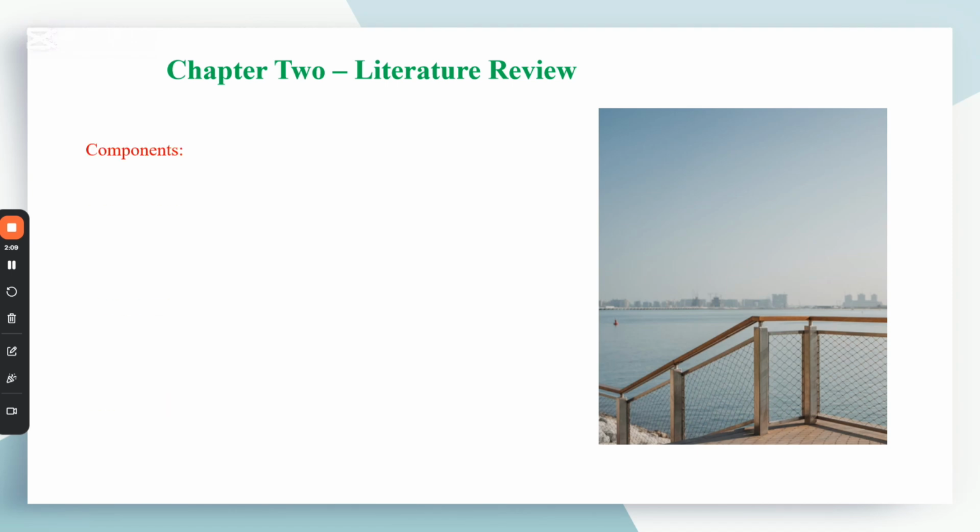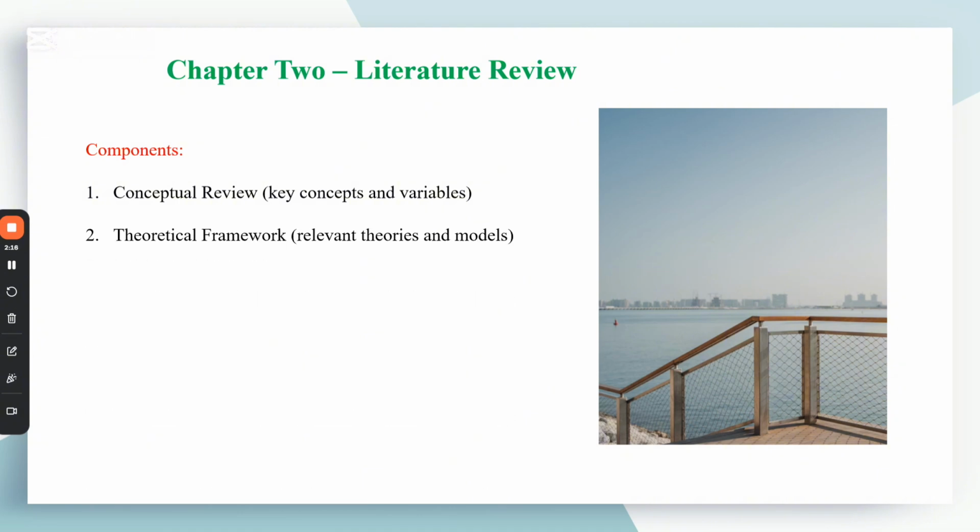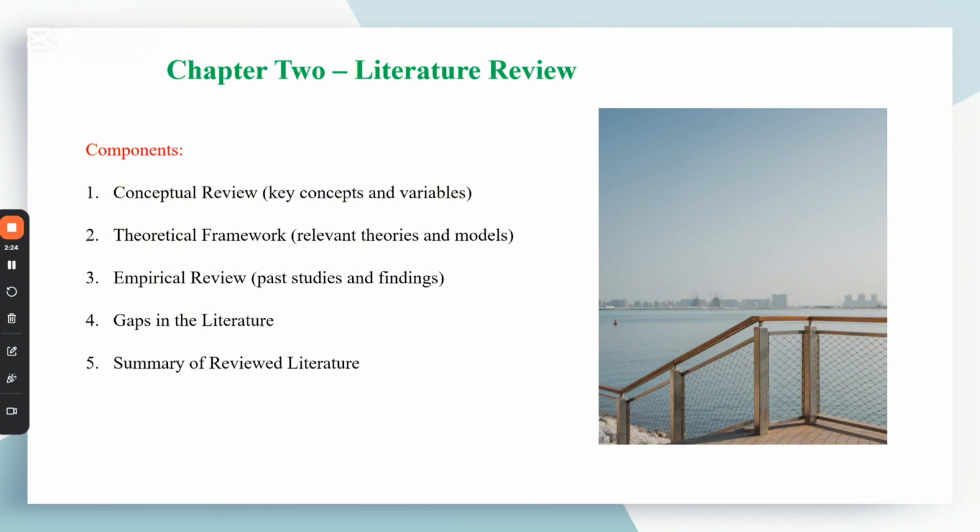The components there, the things that you need to include, are stated in order. We have the conceptual review. Number 2 is the theoretical framework. Number 3, empirical review. Gaps in the literature. Then we'll have summary of reviewed literature. So in conceptual review, you have to consider the key concepts and variables. In theoretical framework, you look at the relevant theories and models. Then in empirical review, you have to check on the past studies and findings.